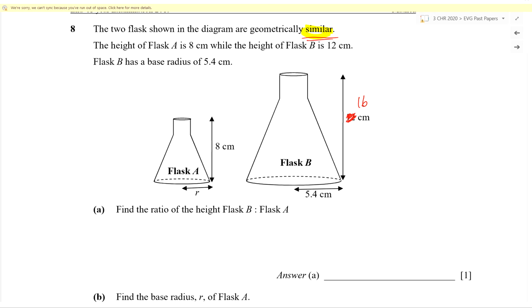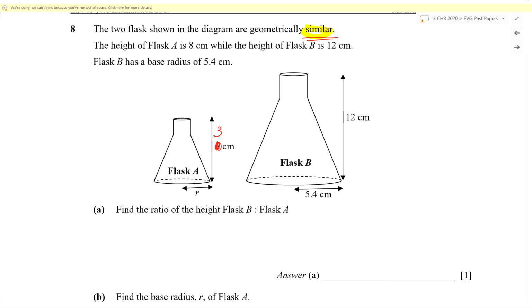Now if this remains as 12, and let's say this is no longer 8, let's say this is 3. So the larger one is how many times of the smaller height? 4 times. So what should we do to get the value of R?